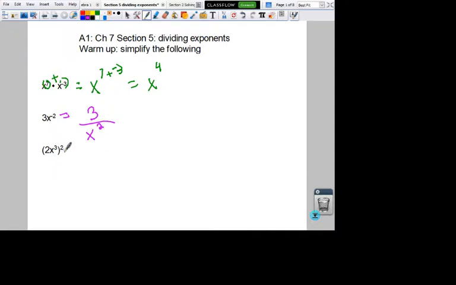The last one I typed into Socrative wrong. Yeah, this one I said in Socrative I said it was 9x to the 6. That was incorrect. That's not the right answer.